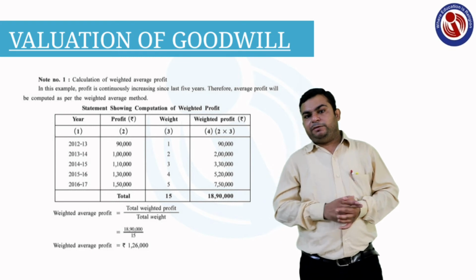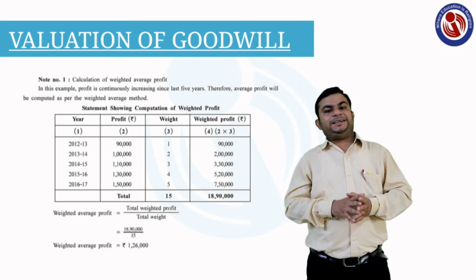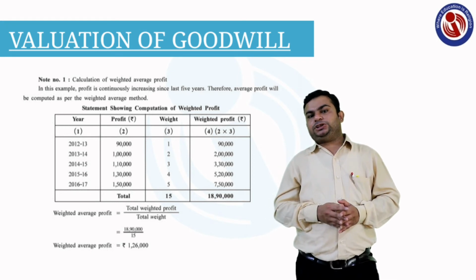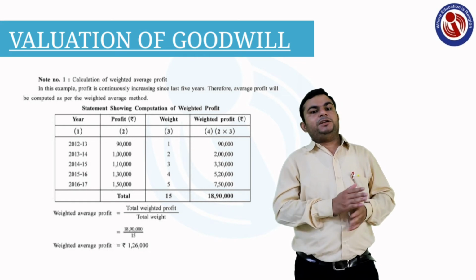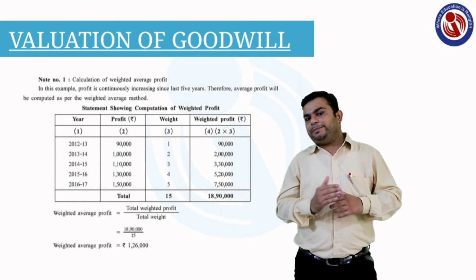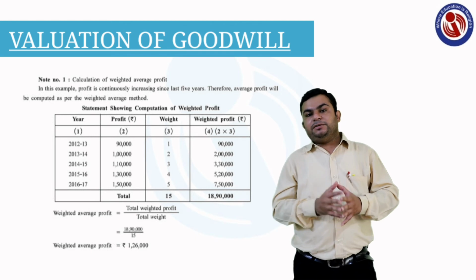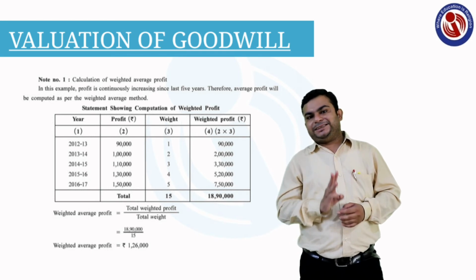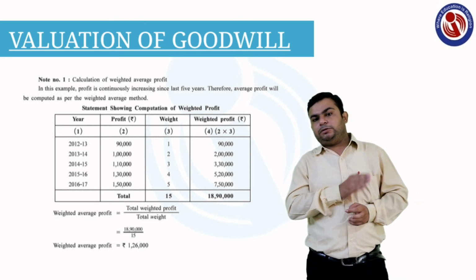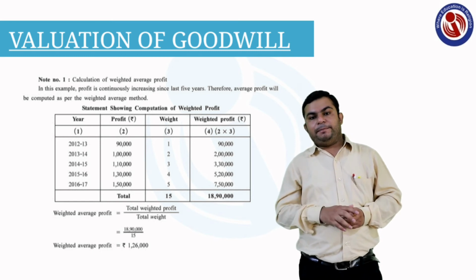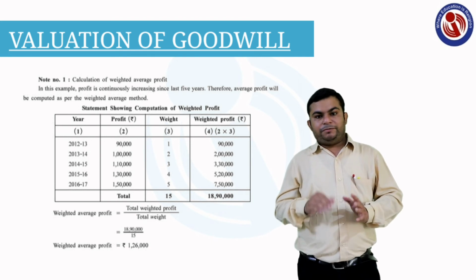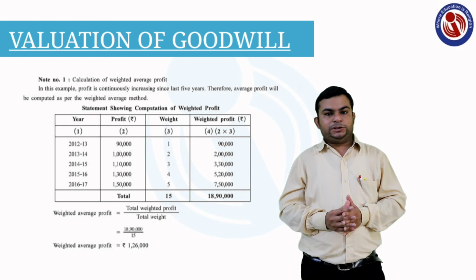After completing this first step, we move toward the second step, which is capitalization of weighted average profit. The formula is weighted average profit divided by expected rate of return, that is ERR. When we multiply by this percentage, we get the capitalized weighted average profit. The third and last step will be goodwill. We can find out goodwill by the formula: capitalization of weighted average profit minus capital employed. This capital employed we have already found out in our very first initial stage. So after putting this formula, you get the answer of valuation of goodwill.